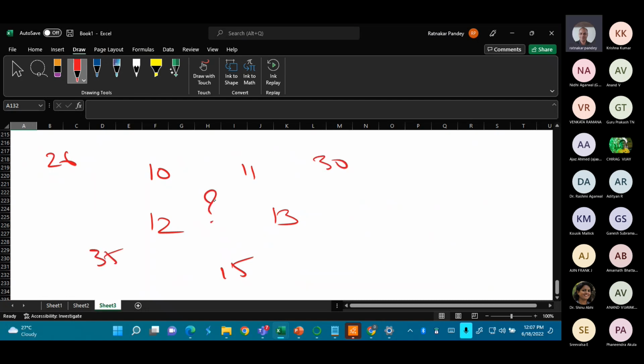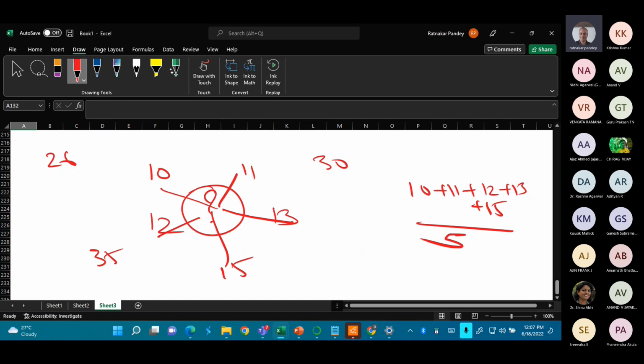So let's say I don't know the salary of this person. So I'll say, what is the salary of this person? I'm going to look at the 5 nearest neighbors, 1, 2, 3, 4, 5. What will be the salary of this person? 10, 11, 12, 13, 15 divided by 5. That's the logic. It's a very, very simplistic model.